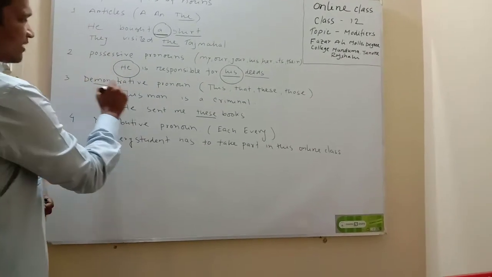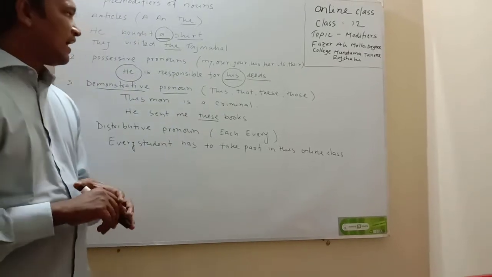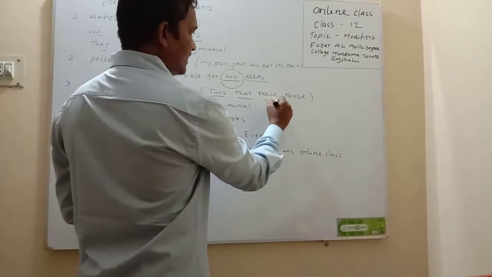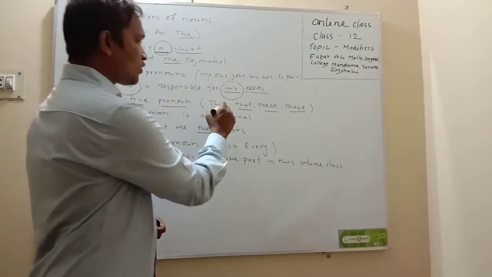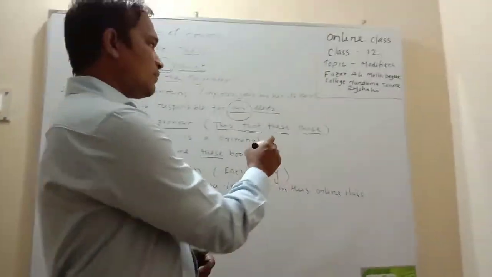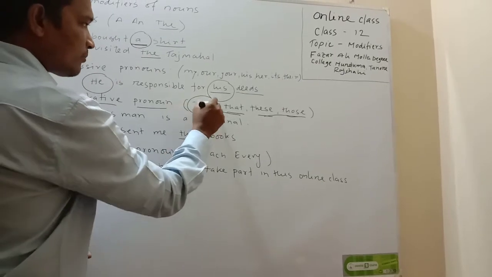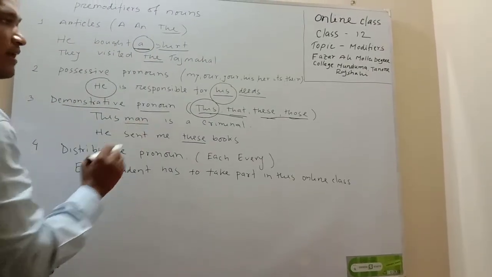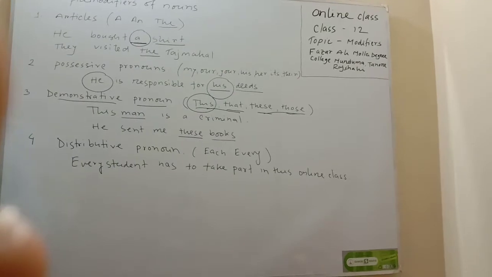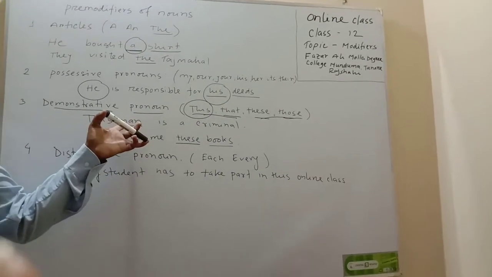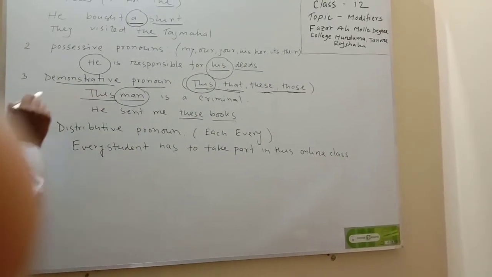Then we have demonstrative pronoun. Demonstrate means to show something. You are showing something to somebody. And these are the pronouns: this, that, these, and those. There are four demonstrative pronouns, and we have two pronouns that are singular, and we have two pronouns that are plural. So singular demonstrative pronoun will precede singular noun, and plural demonstrative pronoun will precede the plural noun. So here, have a look at the examples. This man, so man is a singular noun, that's why I have used this.